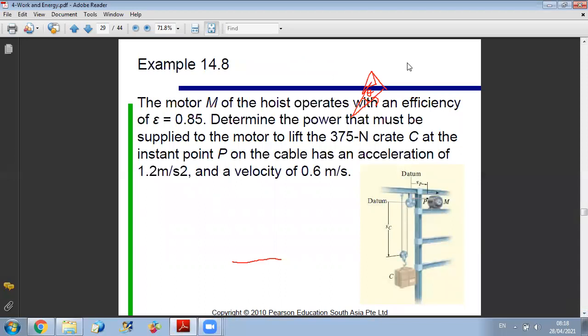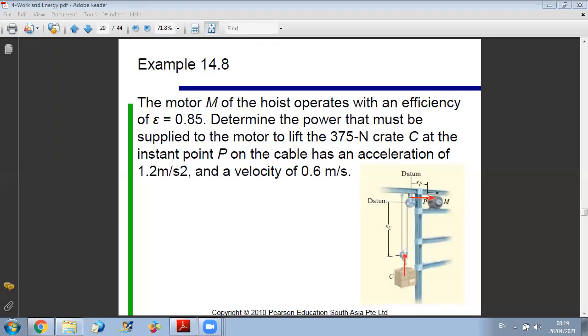Let us do an application on power and efficiency. The motor arm of the hoist operates with an efficiency of 0.85. Determine the power that must be supplied to the motor to lift the 375 Newton crate C at the instant point P on the cable has an acceleration of 1.2 meter per second squared and a velocity of 0.6 meters per second. So in this problem, they gave us a motor that is trying to draw a cable in order to lift a crate. So this is the purpose.